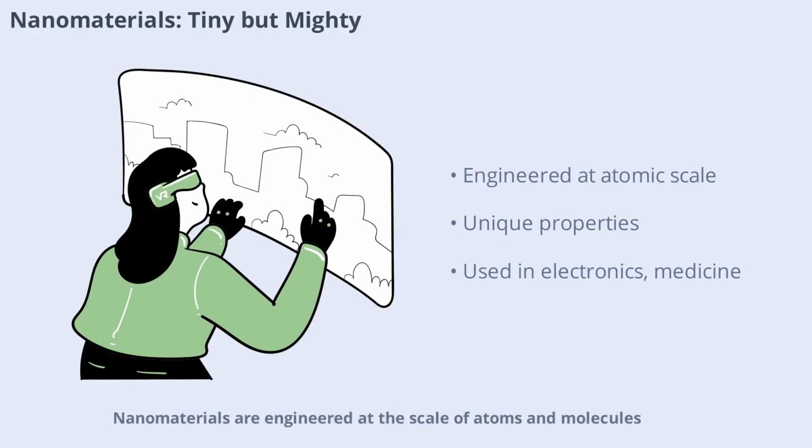Nanomaterials are engineered at the scale of atoms and molecules, often less than 100 nanometers in size. These tiny materials can have extraordinary properties like increased strength or unique electrical behavior. Nanomaterials are used in everything from electronics to medicine, opening up new possibilities for innovation. Materials engineers are at the forefront of this cutting-edge field.